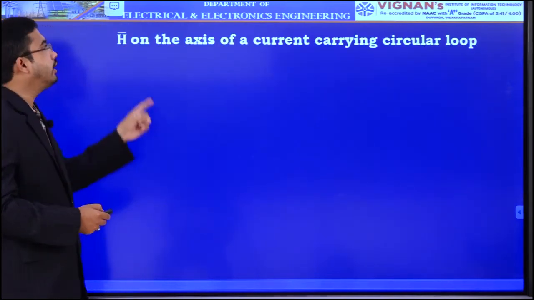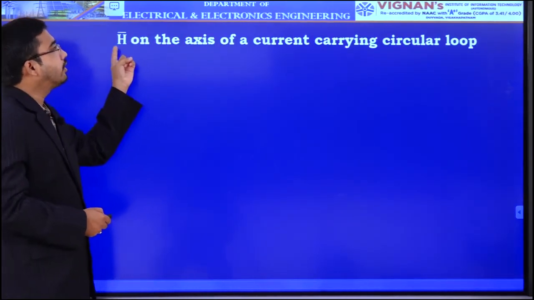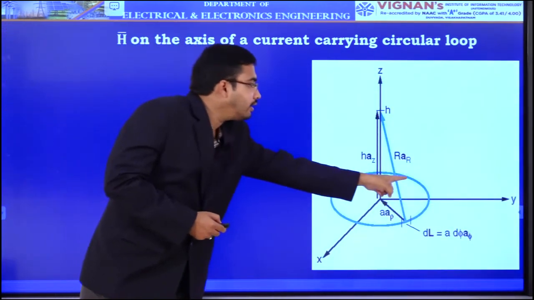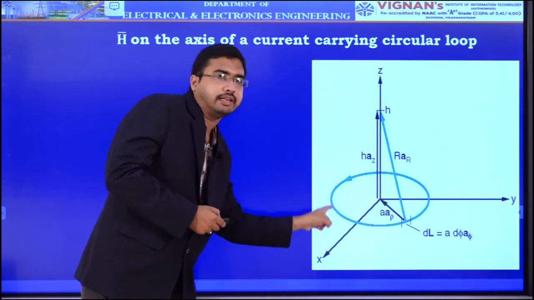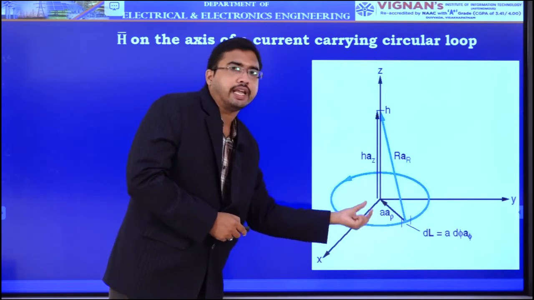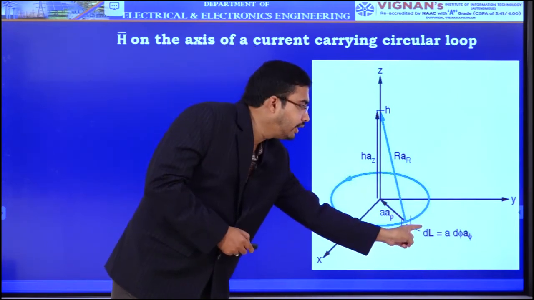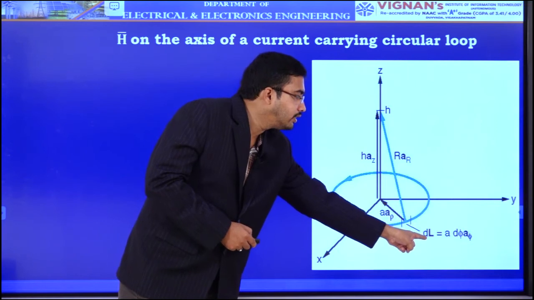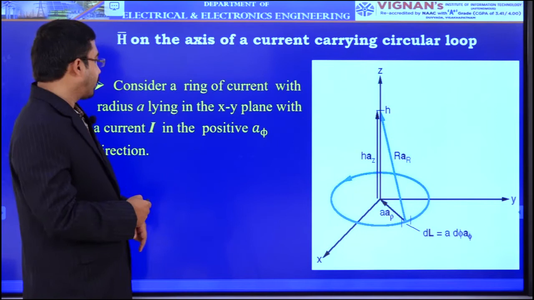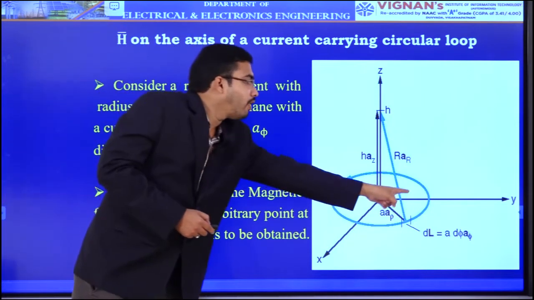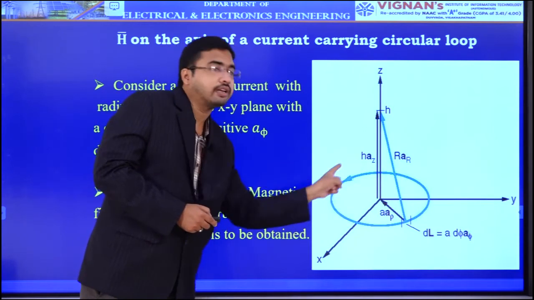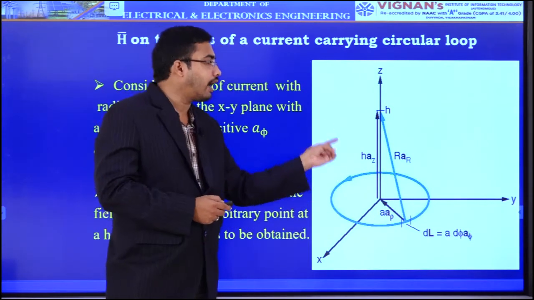Next, the last one is magnetic field intensity on the axis of a current carrying loop. That means I am taking a circular current carrying conductor which is carrying a current of I, and in this I am taking a small differential length dl. If I consider the cylindrical coordinate system, I am taking a small current carrying conductor which is turned in the shape of a circular ring which is carrying a current of I.